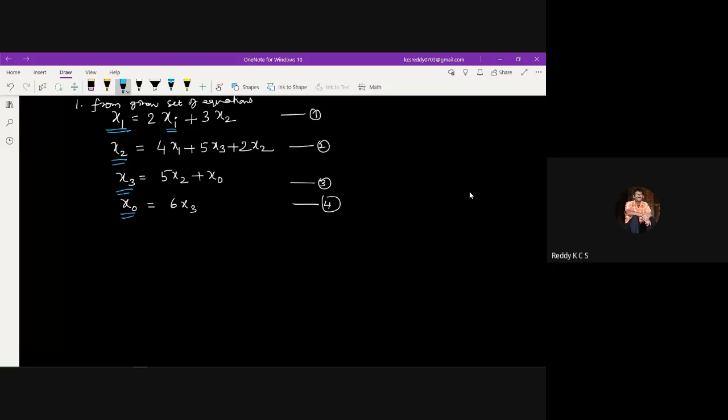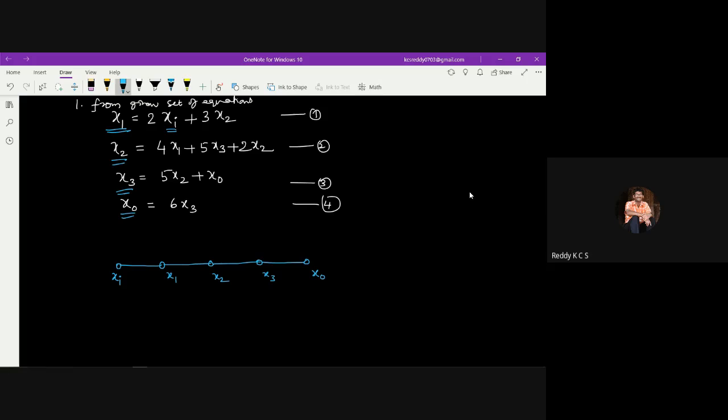So we start with the independent variable. We can take that xi is the independent variable, and x1 depends on xi. x2 also depends on x1, x3 depends on x2, and x0 depends on x3. So which is the independent variable here? xi. The independent variable is to be drawn first, so I have to start with xi. Then from this we can write x1, then x2, then x3, then x0. These are the variables which are present.